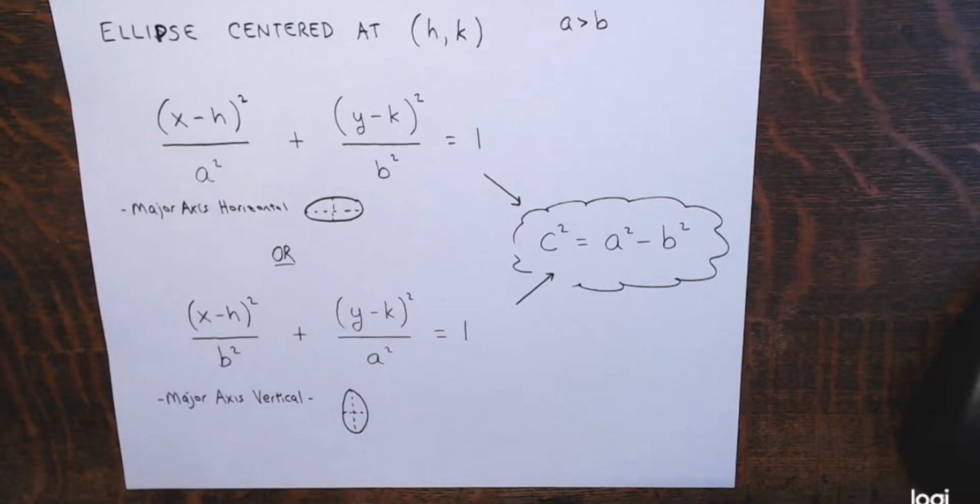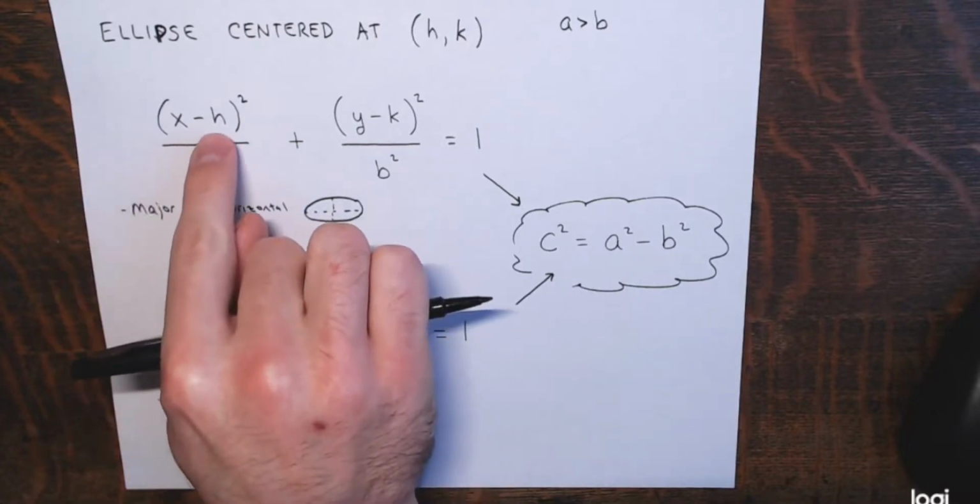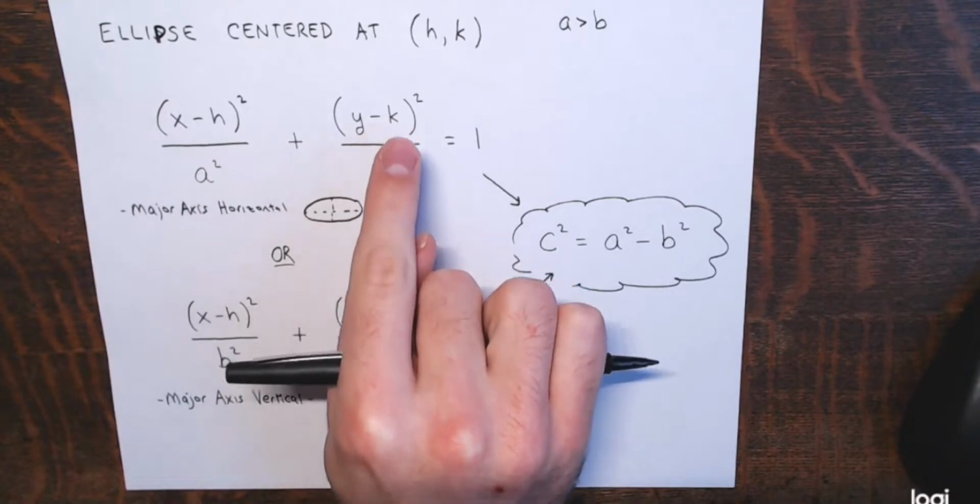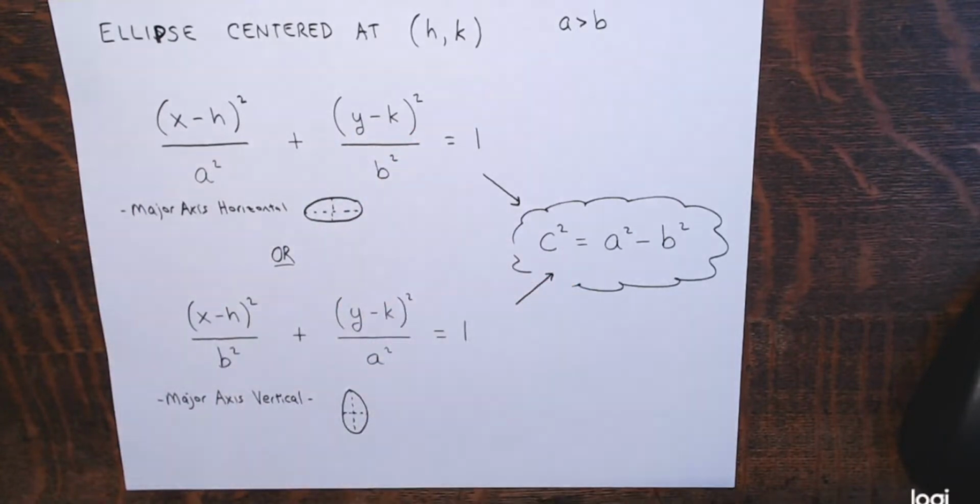We just have these little shifts, right or left h units and then up or down k units, by replacing x with x minus h and y with y minus k. All right.